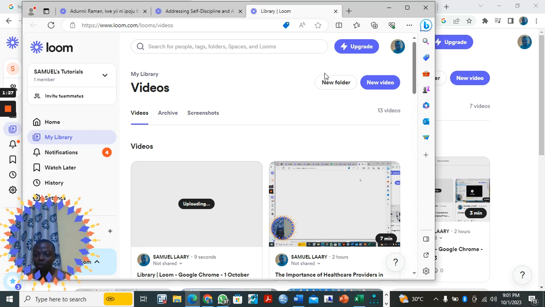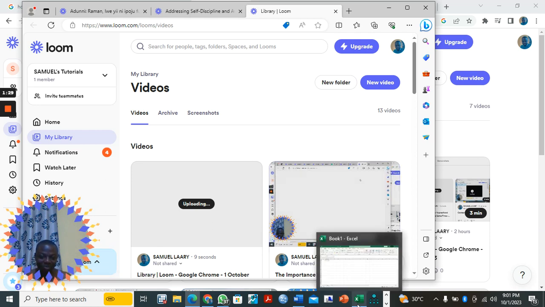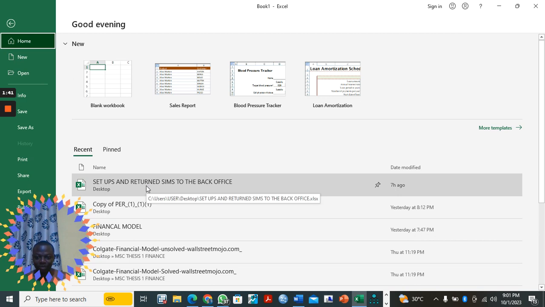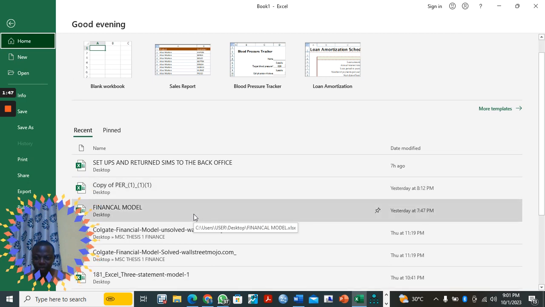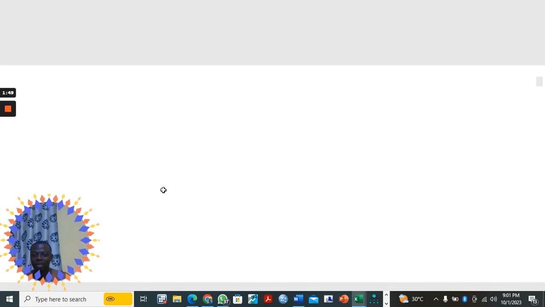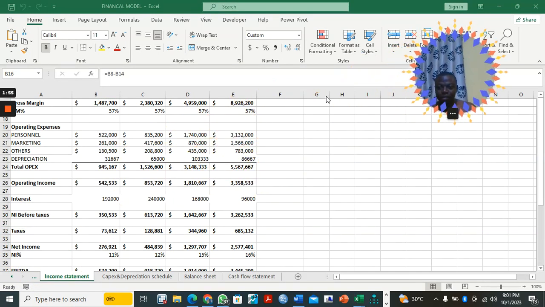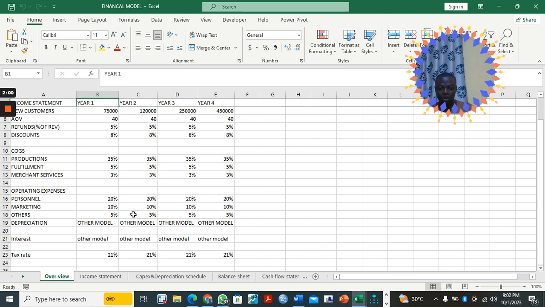So without wasting much time, I zoom into my Excel sheet. And here we go. Okay, this is a typical financial model. In preparing a financial model, first of all, you need to begin with what we call the assumptions.